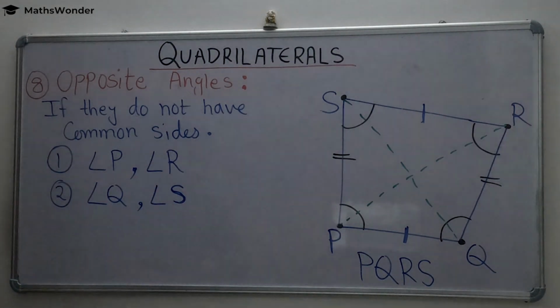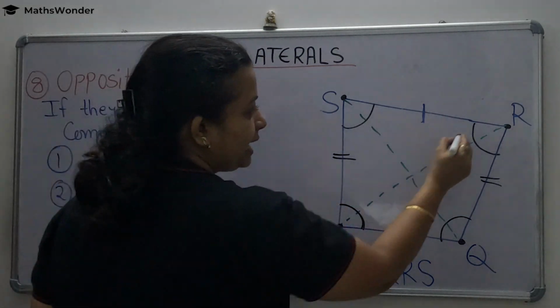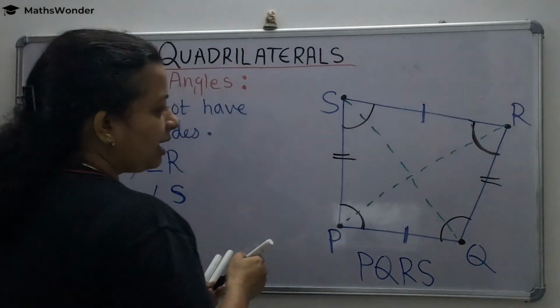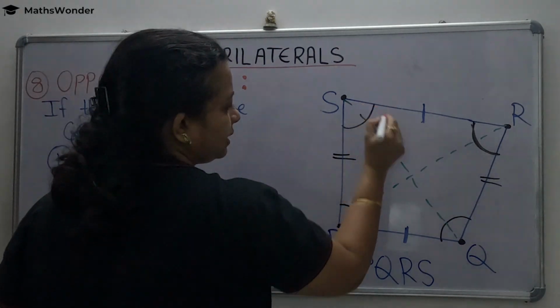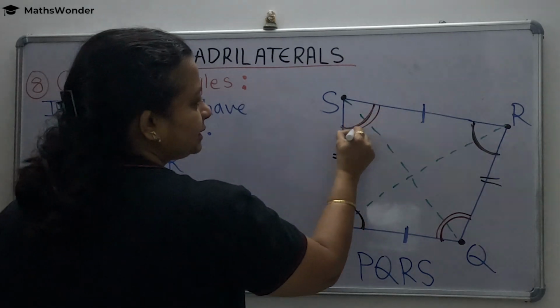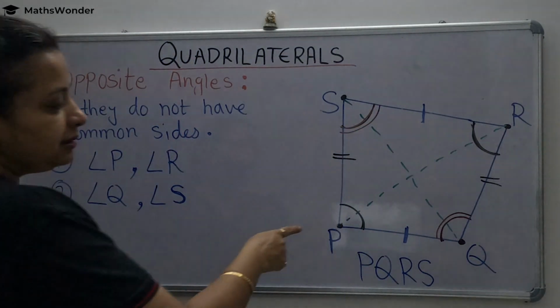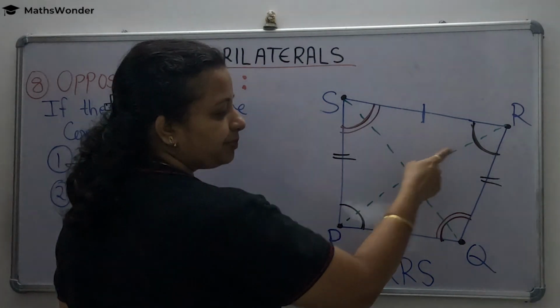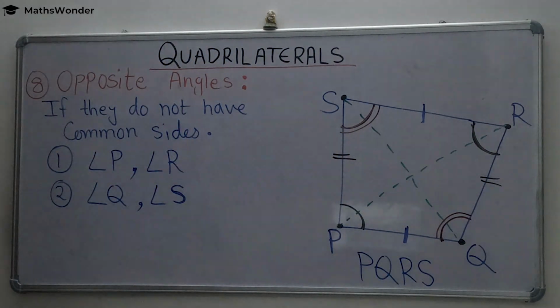So 2 pairs of opposite angles: suppose the first pair is P and R, right? And the other one is Q and S. So the single line represents one pair, and the double line is the second pair. So we can make 2 opposite angle pairs.